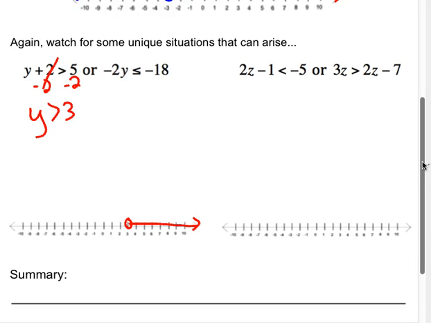Or here, we're going to divide. Oh, I should switch color. Divide by negative 2. So y, positive 9. Flip it. So y is greater than or equal to 9.